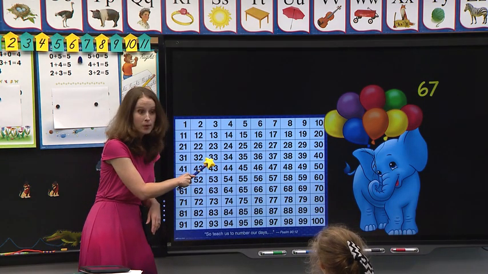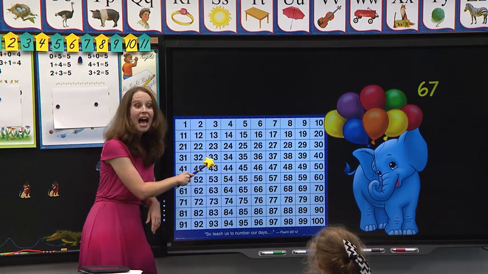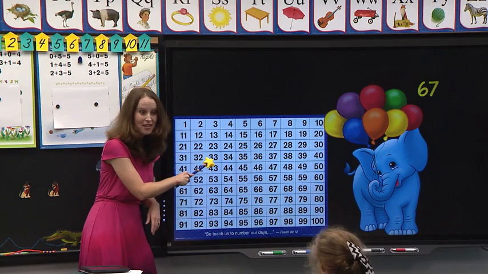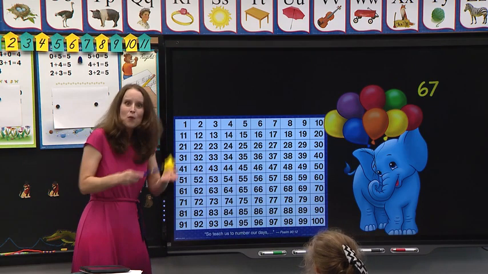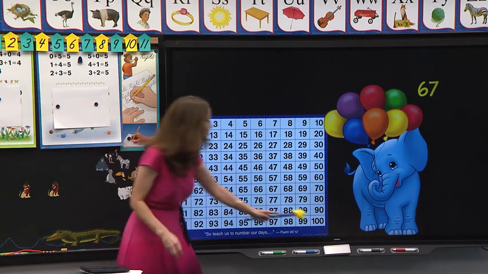33. Is 33 greater or less than 67? Less. How come? Good job. How come? Because it's before. It's before, and so that means it's smaller. Good thinking.